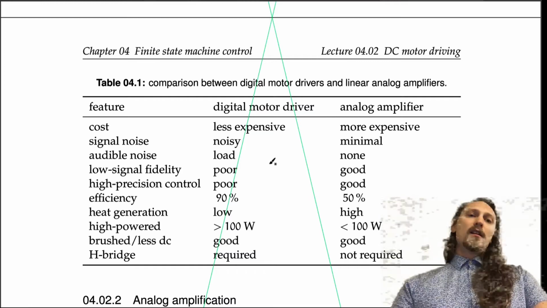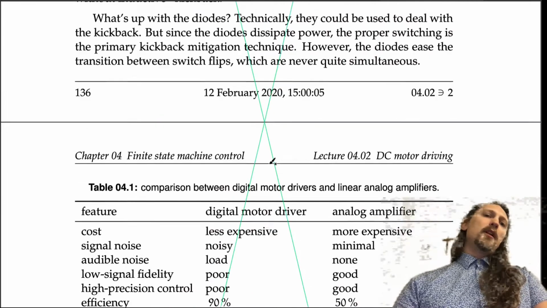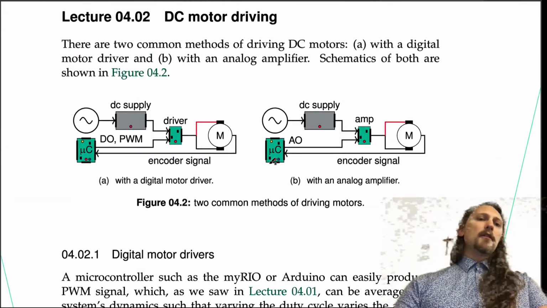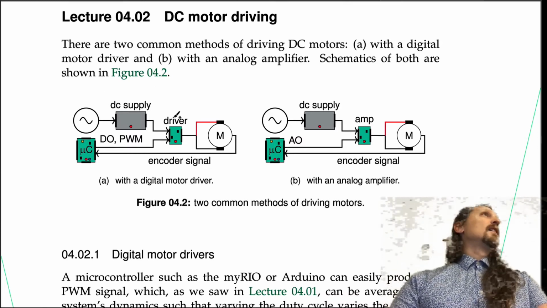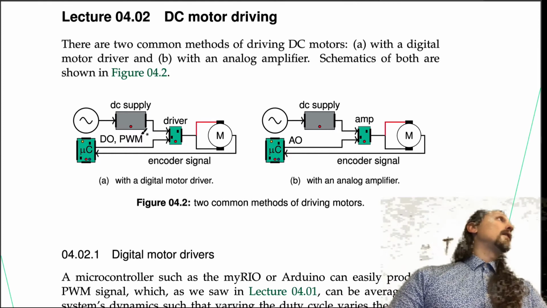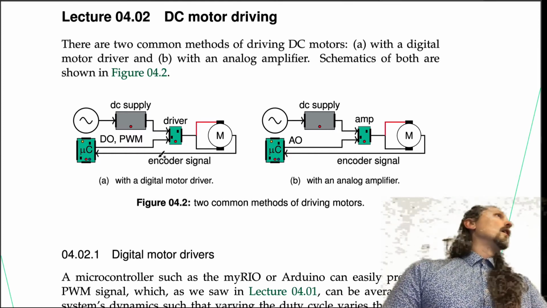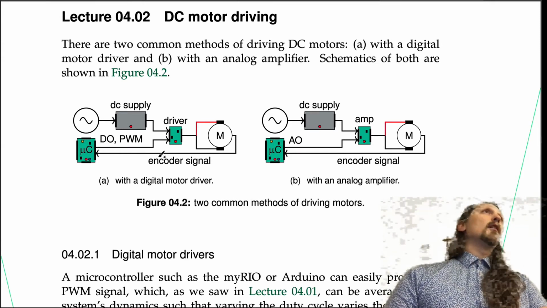So great. That's pretty much the digital motor driver way of doing things. So that was figure 4.2a. That's this method. This is a good method. This is how a good number of DC motors out there in operation are operating.